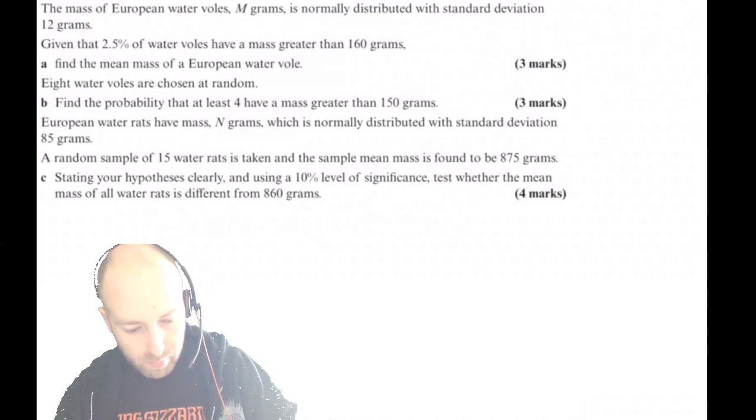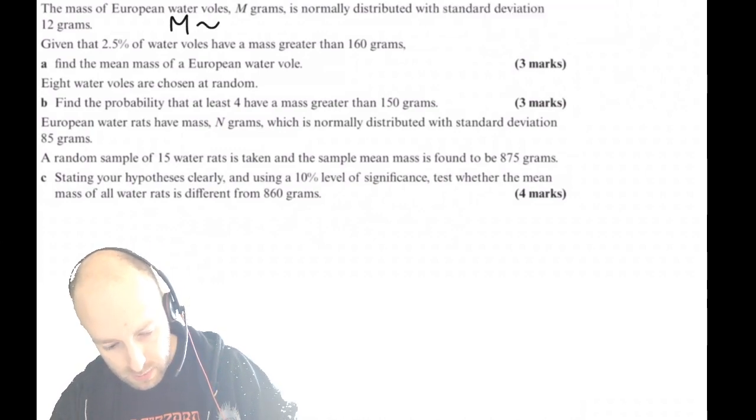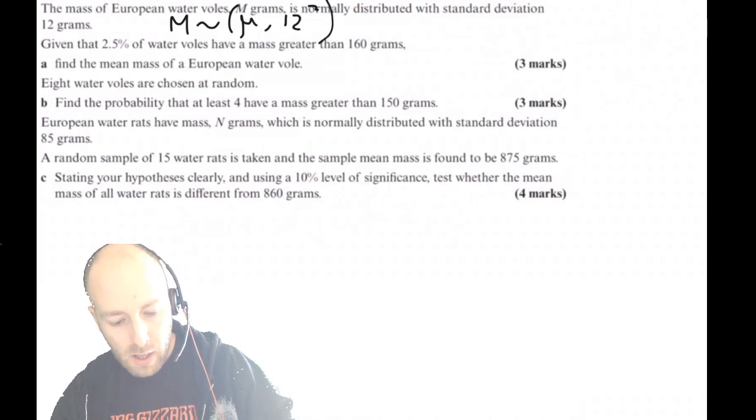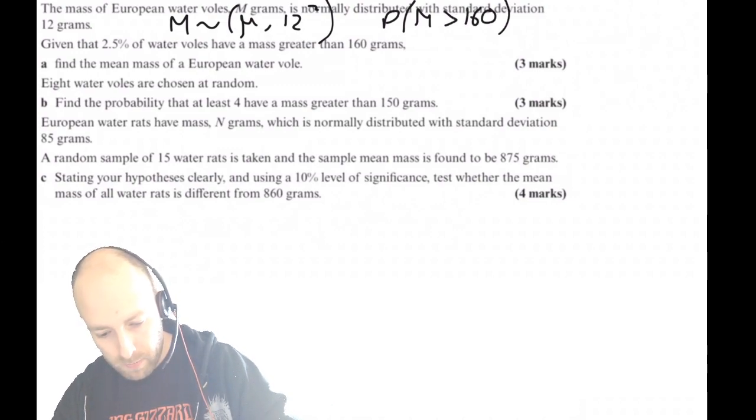Okay, so we know M is normally distributed. We don't know what the mean is, that's what we want to find. Standard deviation is 12 squared. And we're told that the probability M is greater than 160 is 0.025.